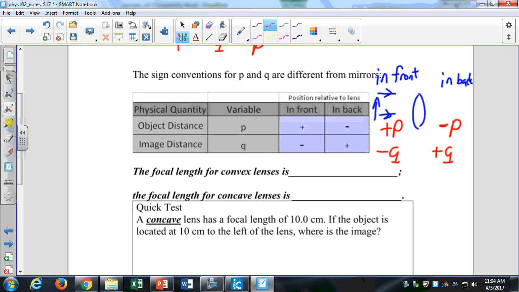Okay? Let's do this quick test. All right, let's see. The focal length for convex lenses is positive, and for concave lenses is negative.